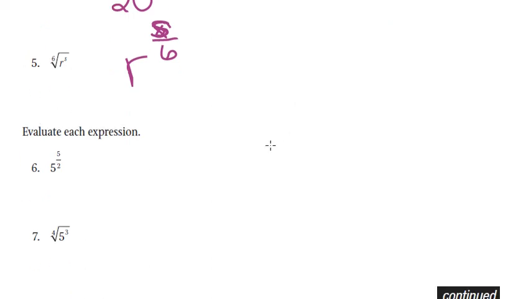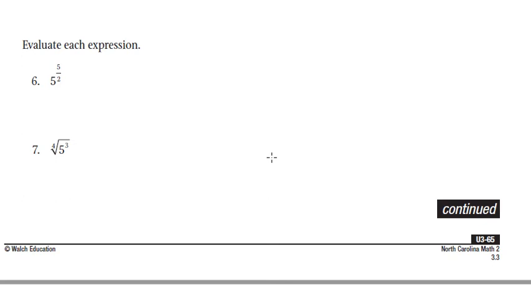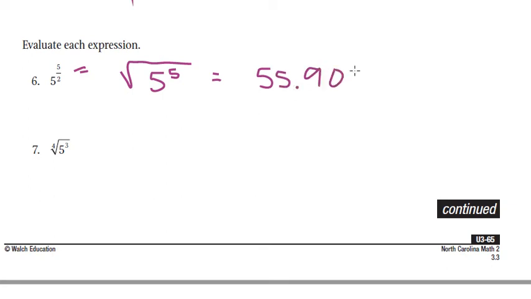All right, continuing down here, it's asking us to evaluate. So you could pop that right into your calculator and you would get a value. Or you could put in, well, that is an index of 2, so that's going to be a square root of 5 to the 5th power. And when you do that, you should be getting 55.902.